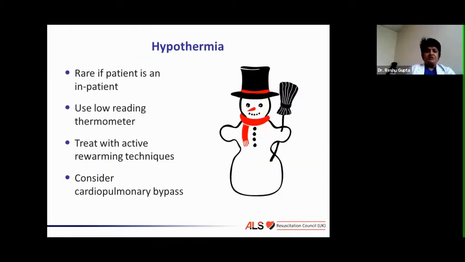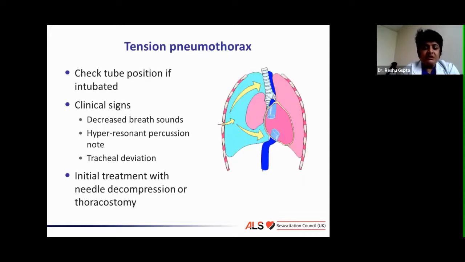Then hypothermia in tropical countries is rare, but during surgery, especially in cardiopulmonary bypass surgeries, hypothermia is seen quite often. So we treat with active rewarming techniques. We use warming blankets, warm salines, and warm fluids. Then this finishes up the 5 H's.